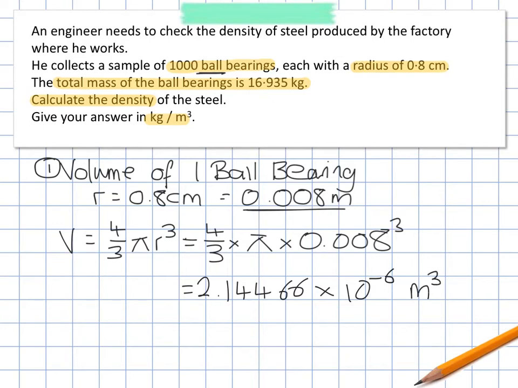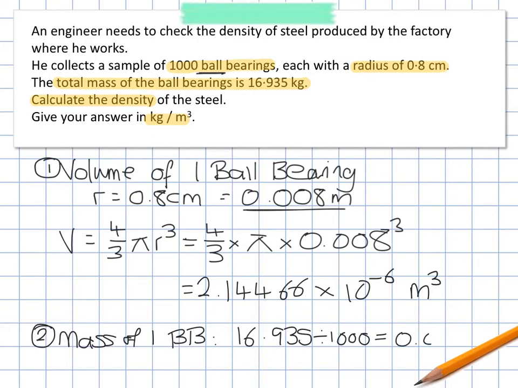Okay, now I know the volume of just one ball bearing. I need to work out the mass of one ball bearing. So part 2, mass of one, we might start abbreviating here, ball bearing. So that's going to be 16.935 divided by 1,000 for just one of them, as that's the mass of 1,000. So that's going to end up being 0.016935 kilograms. Only now that I've got my volume in metres cubed and my mass in kilograms, am I able to actually do the density calculation.